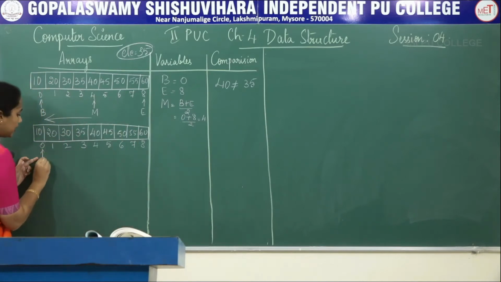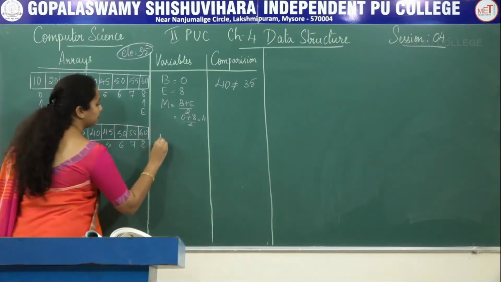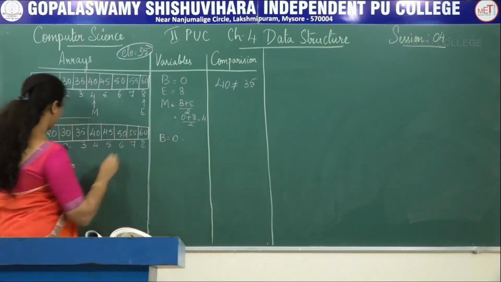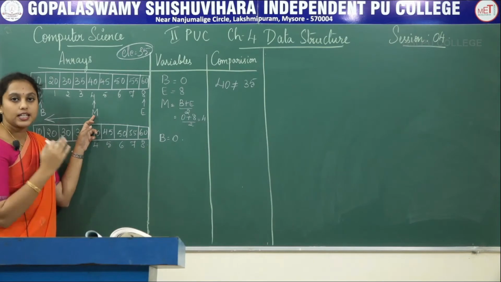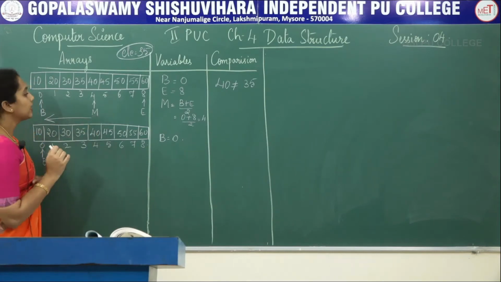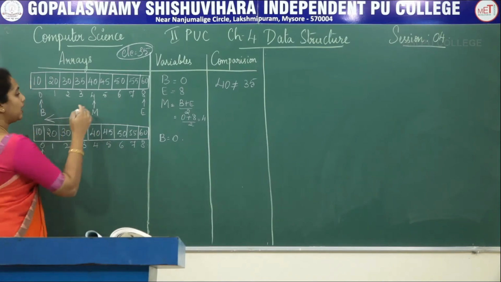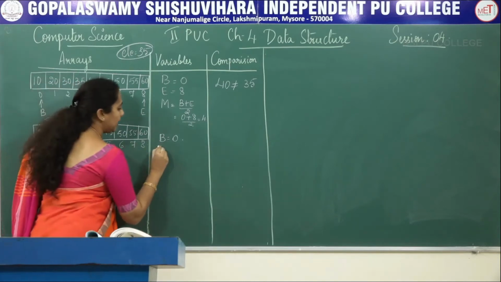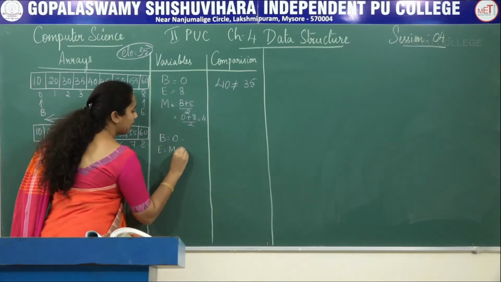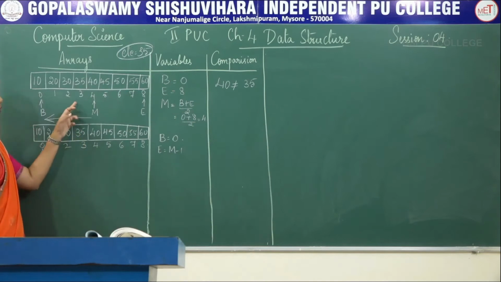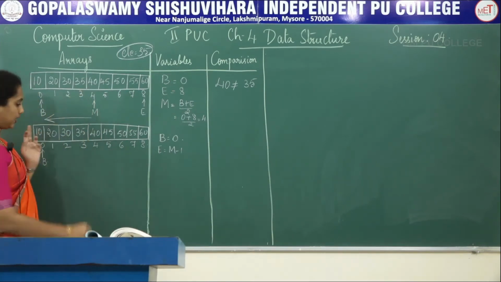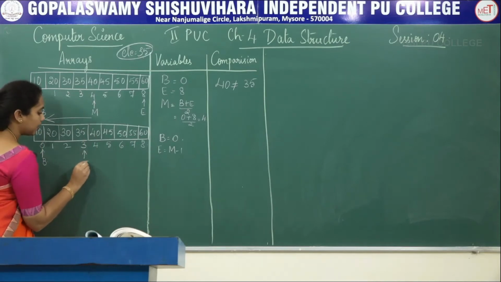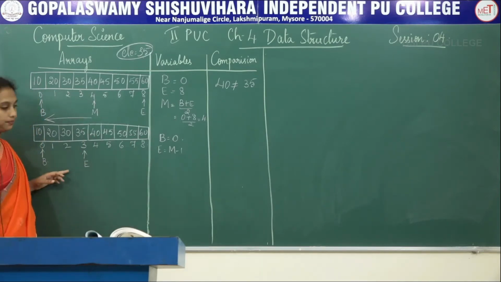So our beginning is 0. If the search element is less than the middle element, then the end becomes m minus 1. So E is m minus 1. What is m minus 1? M minus 1, that is 4 minus 1, is 3. So 3 is our end position.